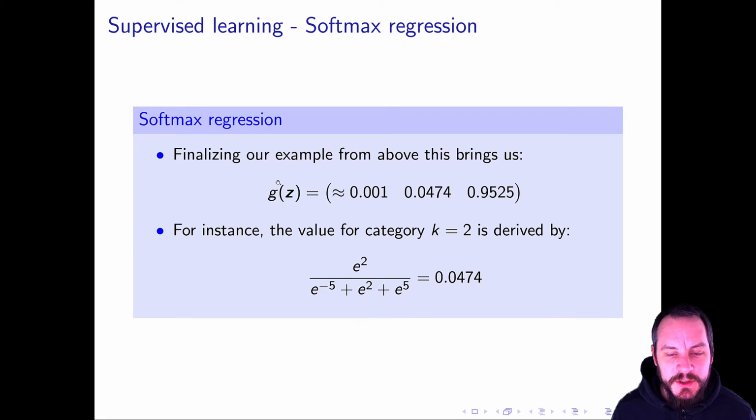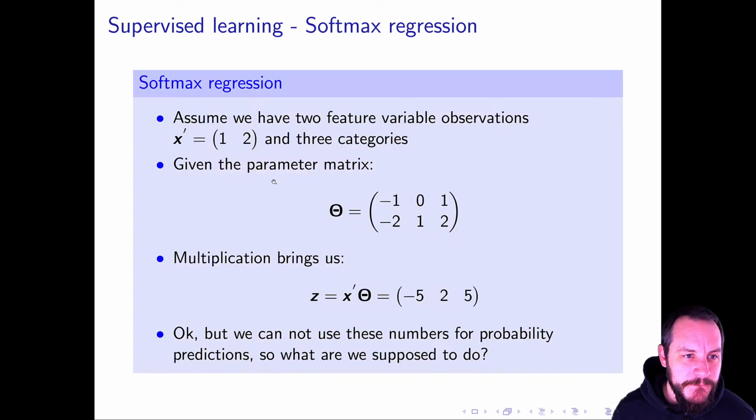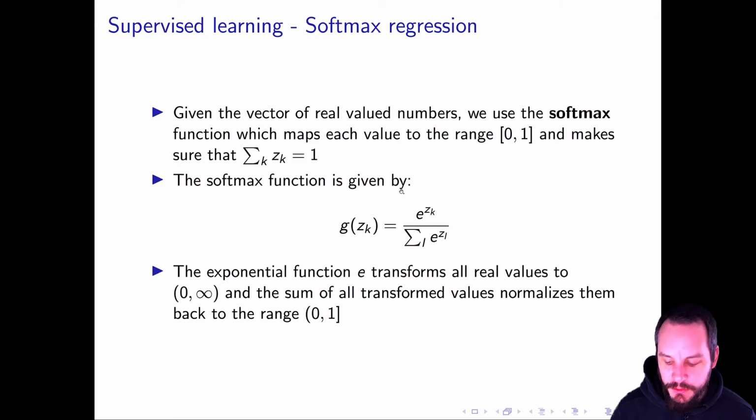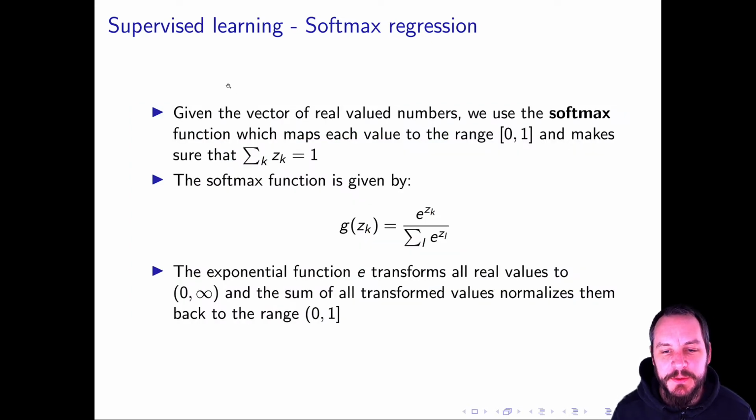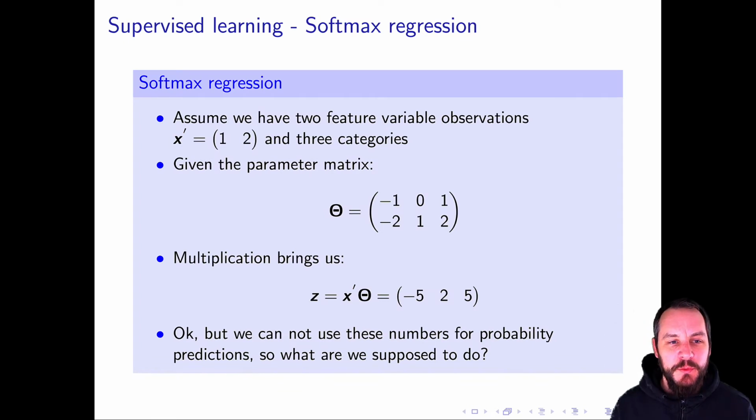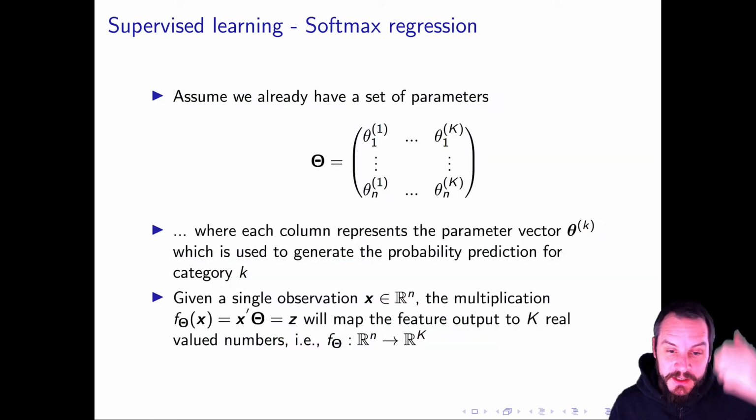So this is how we would start from the feature variables using parameters to make a prediction vector, where at each position we have a probability prediction that corresponds to the probability of this observation belonging to category 1, 2, and 3. Okay, and this is basically how we will generate our predictions and how the model works, and what we refer to as Softmax regression. And we refer to it that way because the function that we use to transform the real valued numbers to the probability is called the Softmax function.